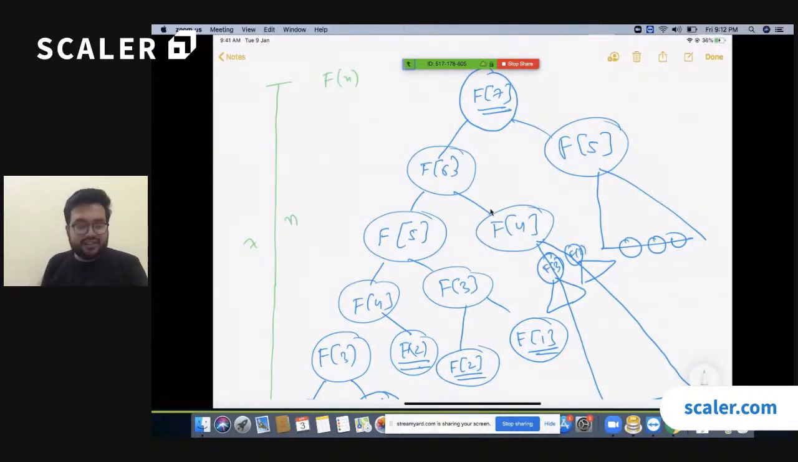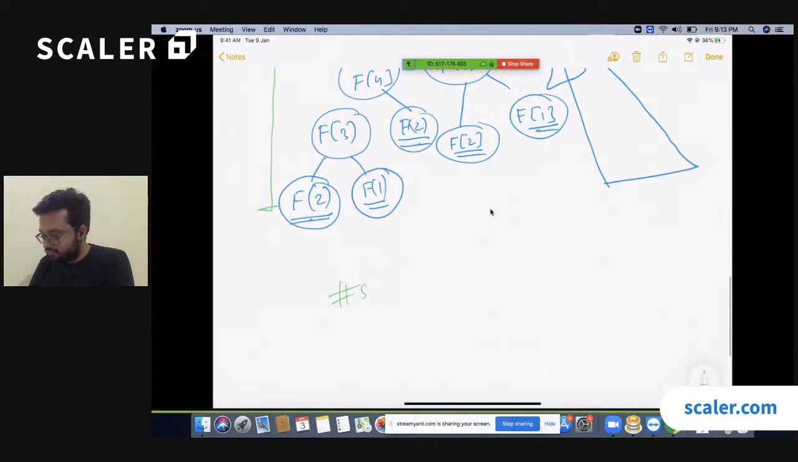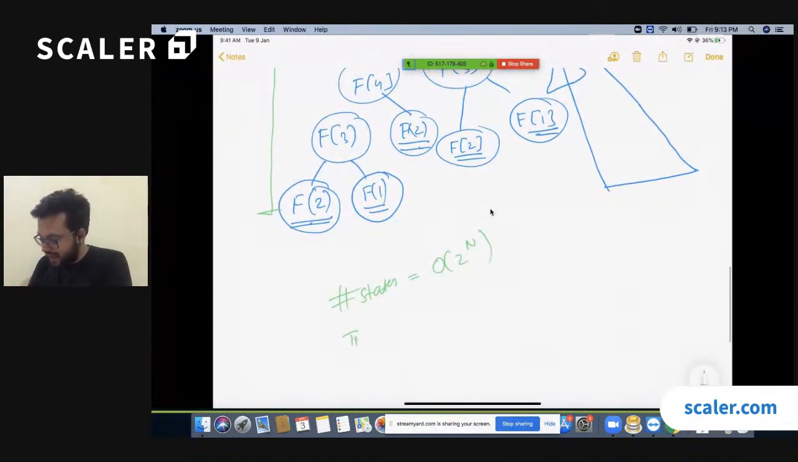If the depth of the tree is n and the fan factor of the tree is 2, you would realize intuitively that the number of states here would be of the order 2 power n. I hope this makes sense to everybody. The number of states would be of the order 2 power n. Now let's figure out the amount of time required to compute a state. I would claim the time required per state in this case is nothing but a constant amount of time. Let's call it order 1.